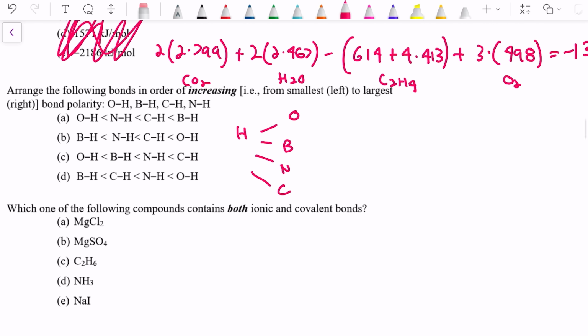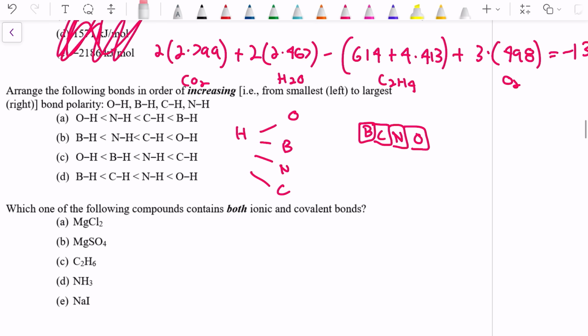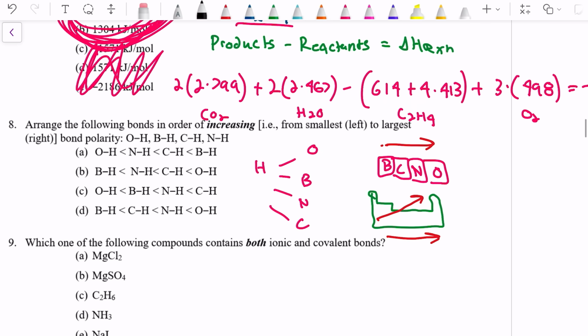On the periodic table, let's see, I actually can just do this. It looks something like this. Boron's on the left, carbon, nitrogen, and then oxygen. And I know the periodic table looks something like this. Anyways, electronegativity increases in that direction. Also in this direction. Oxygen is the most electronegative, and therefore it will be the most polar. So hydroxide is going to be the most polar. So it's not A and it's not C.